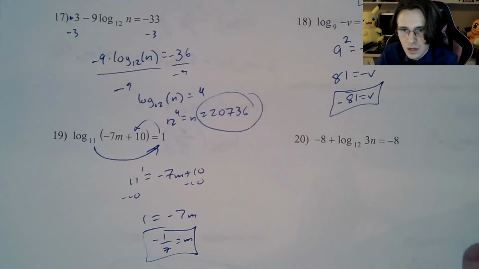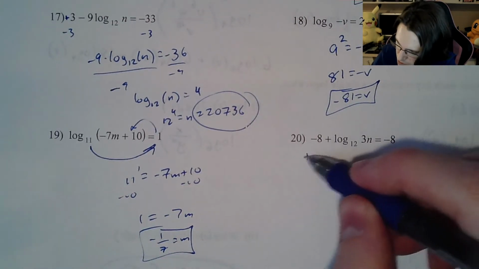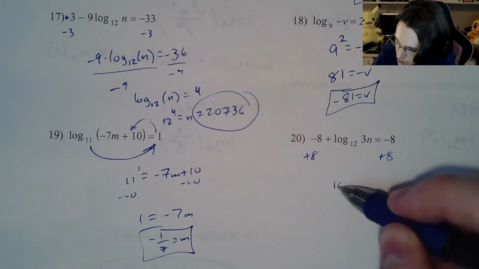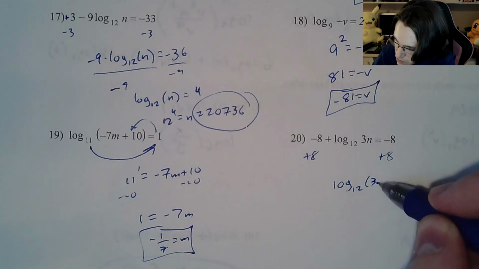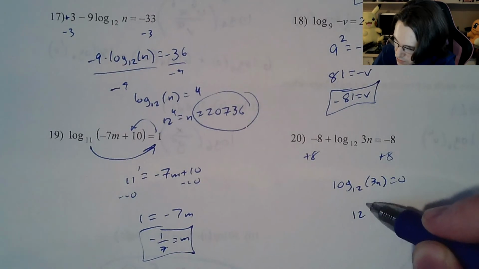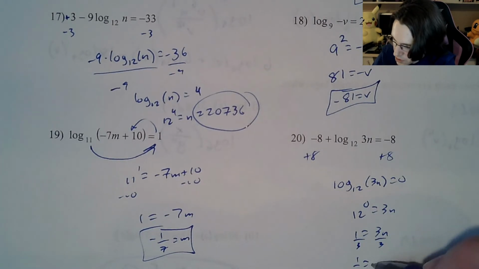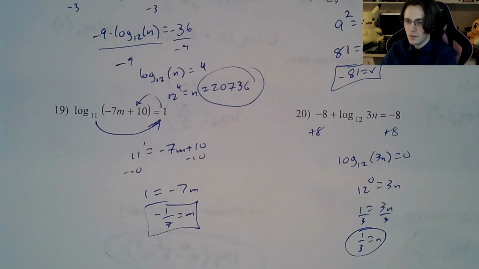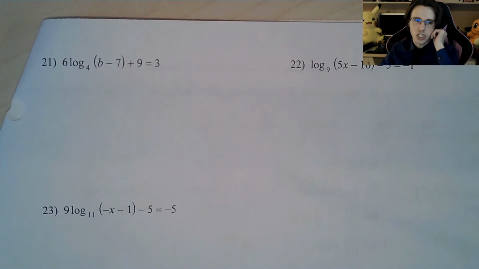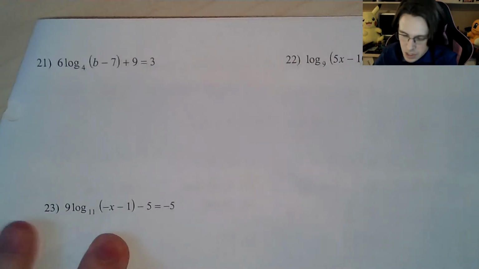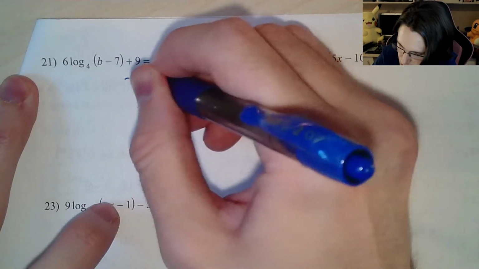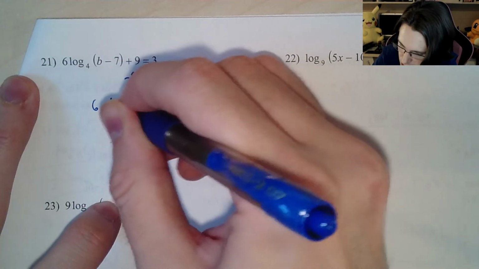Nice and quick. Here we go, adding 8 to both sides here. We end up with log base 12 of 3n is equal to 0. 12 to the 0 is 3n, so 1 is 3n. Divide both sides by 3. 1/3 is equal to n. We're all done with that one. And 3 last questions to go. So go ahead and start by subtracting 9 on both sides here.